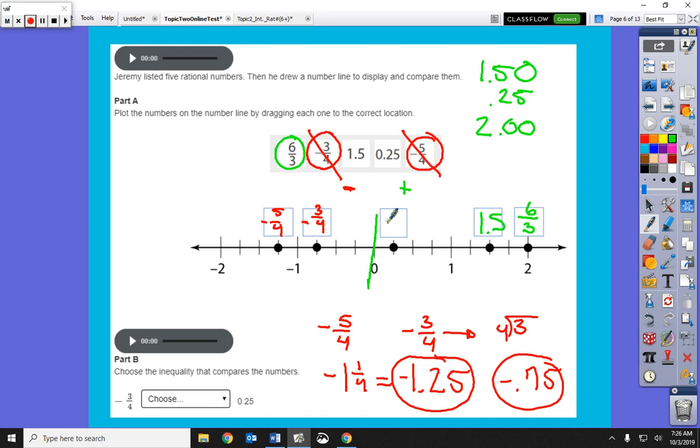And that leaves this one here has to be 25 hundredths. Think about it as 25 cents. That's also the same as 1/4. So we go 1/4, 2/4, 3/4, 4/4. 1/4 is the same as 25 hundredths.